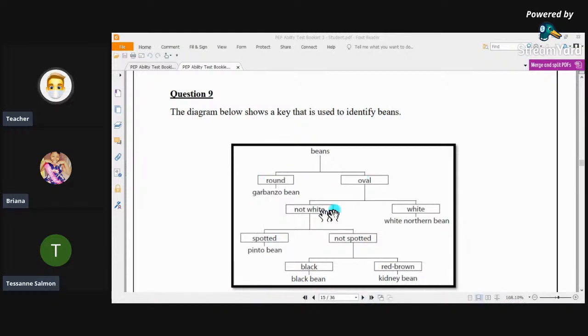Now we have looked at this. If they are spotted, what can we call them? Pinto bean. Oh, so the pinto bean is spotted. That means it is not white, and it is what? Oval in shape. You seeing that link? Yes, sir.